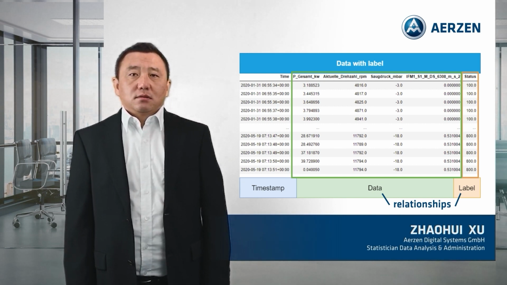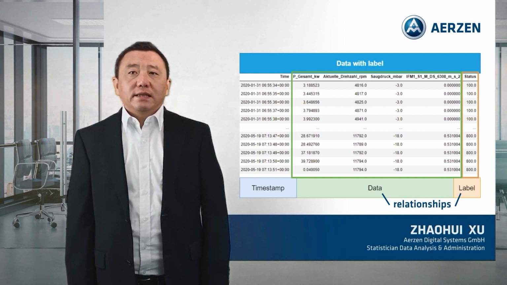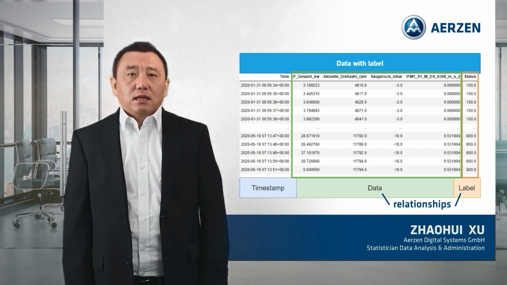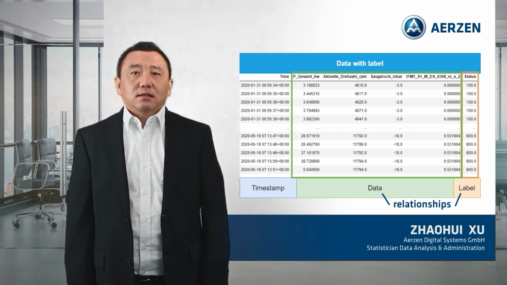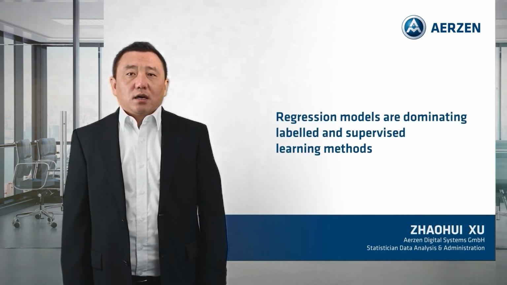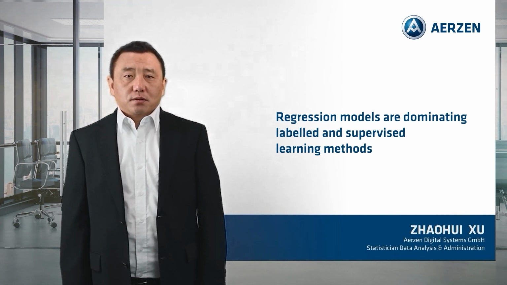Looking back at our machines, we manufacture them and want to know when they will be serviced next. In this case, our data includes sensor data and our label is the date. To train the model, we start with a sample of data containing features and known label values. So in this case, we need historical data from the sensors. Concluding, regression models are dominating labeled and supervised learning methods. Another supervised learning method is the classification.